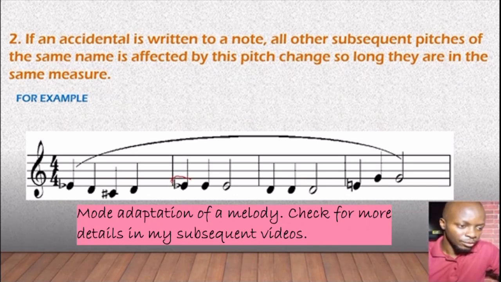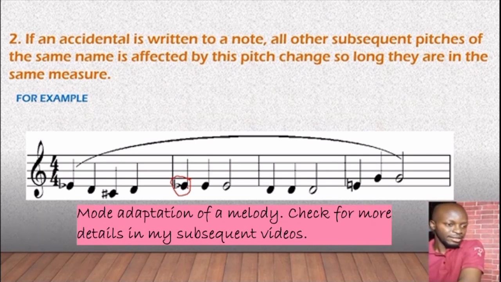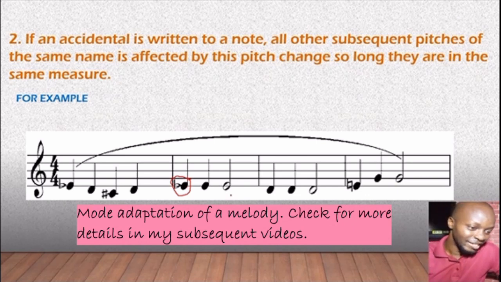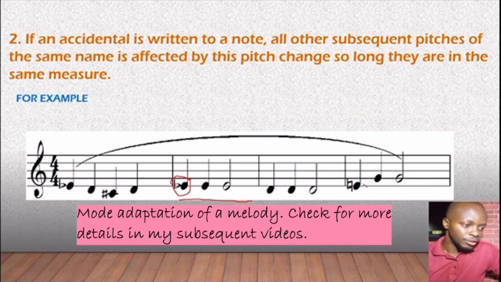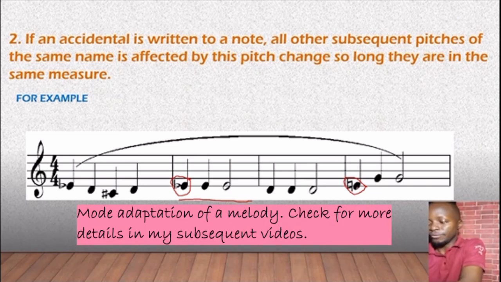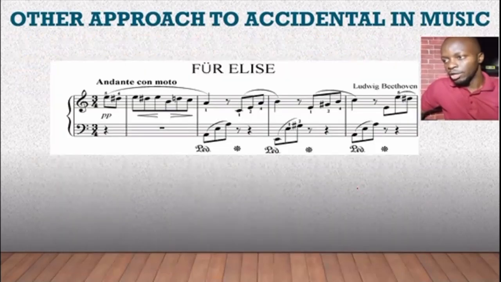So this accidental, though it's written to the first E, also affects the second E and the third E. It means these notes will not sound E, but E flat, all of them, because they are in the same bar or measure. The natural sign here is optional, but it's just to emphasize that though the E was flattened in the previous measure, here it has been restored. All right, now other approaches to accidentals.